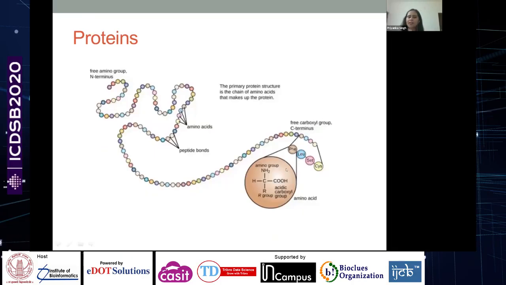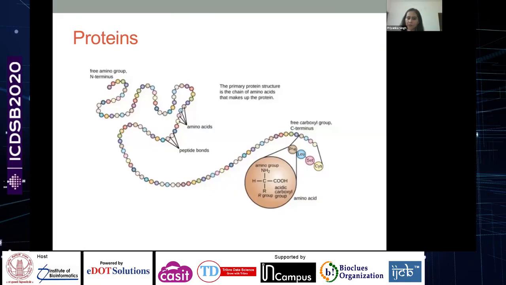This is the basic structure of the amino acids which form these proteins. They have an amino group, they have a carboxyl group. These carboxyl and amino groups are involved in peptide bond formation. There's a hydrogen atom, and there is a side group which is called the R group here. Different amino acids are also categorized depending upon the kind of side chain they have.